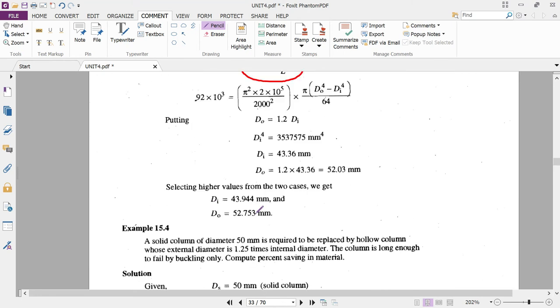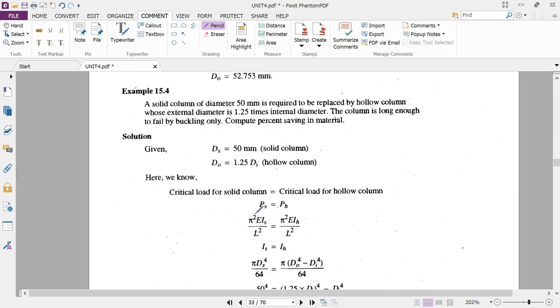Okay, so next is this. Again, this is similar to the previous one. So what is the condition? A solid column of diameter 50 mm is required to be replaced by a hollow column whose external diameter is 1.25 times the internal diameter. Now the column is long enough to fail by buckling only. Compute the percent saving in material. This is also a very good question.